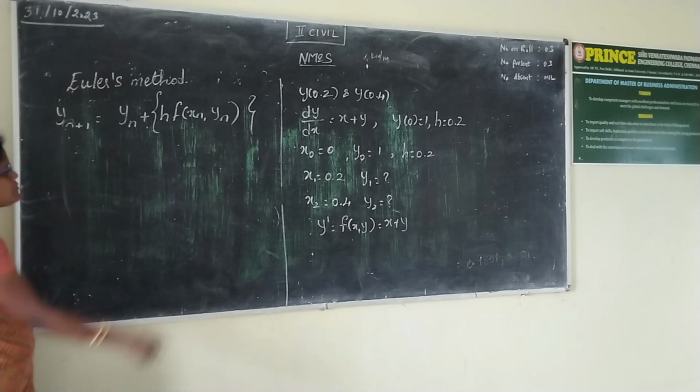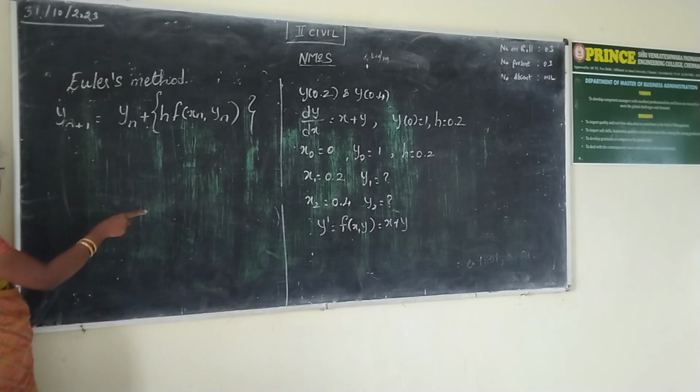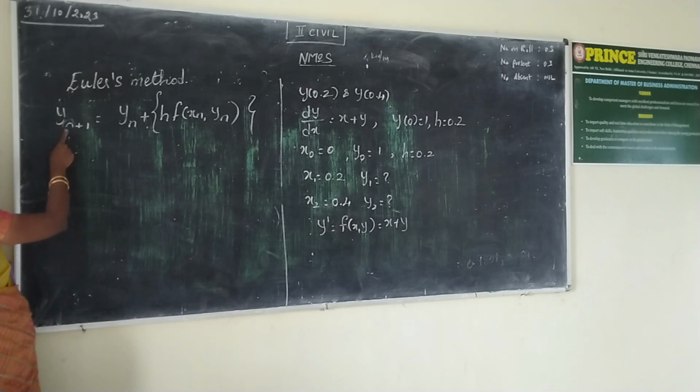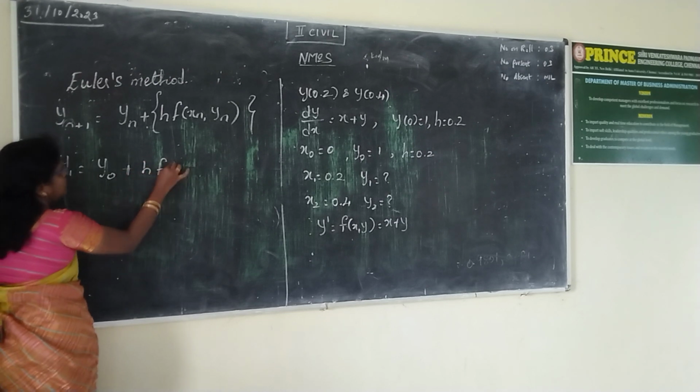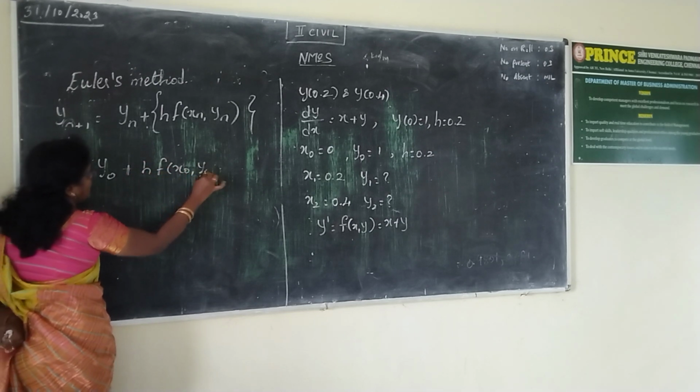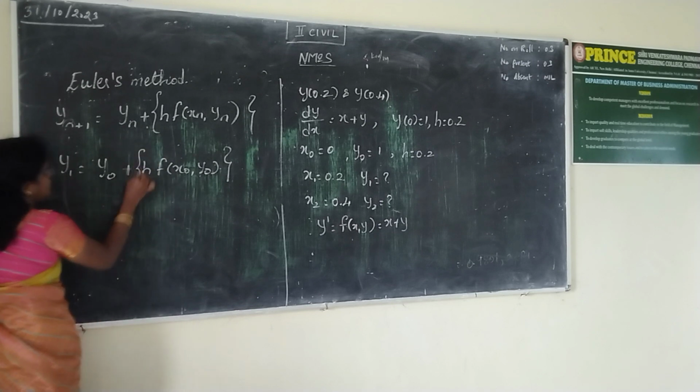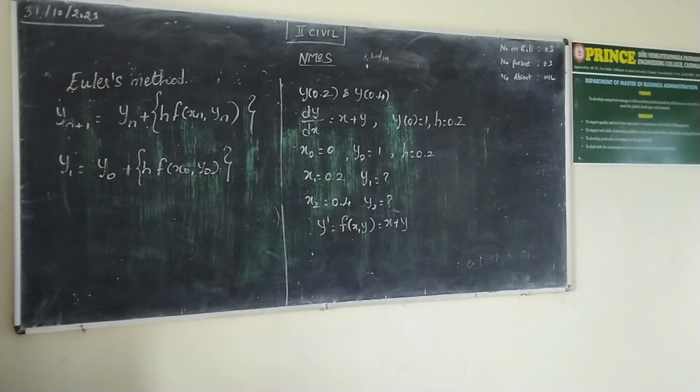Okay. So what is the first one? You have to find y1. To find y1, how do you use the formula? Replace n equal to 0. So y1 will be equal to y0 plus h into f of x0 comma y0. Simple formula. Write the formula for y1.